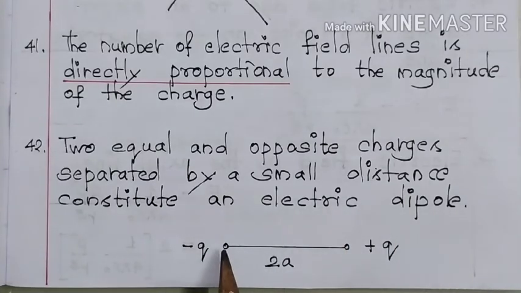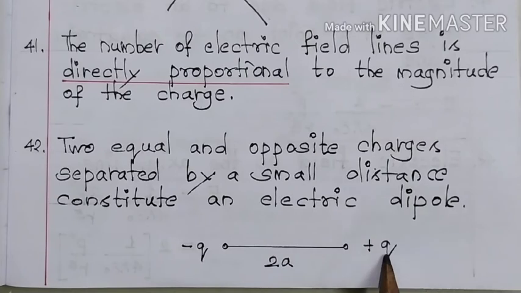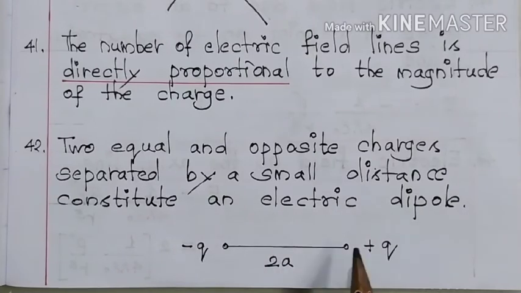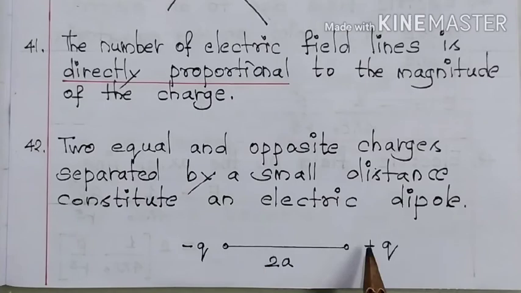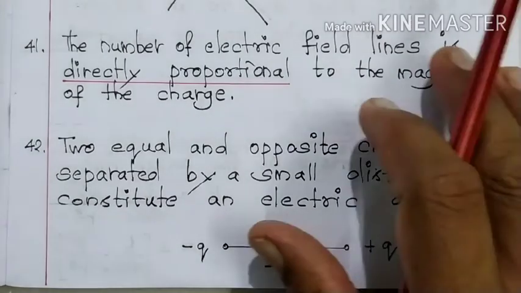Here, have a closer look at this diagram. This is a point charge. Here, this is another point charge. Both are equal in magnitude, but opposite in nature in respect of their charges. It is minus, but it is plus. They are separated by a small distance, which is nothing but 2a. So this setup or this structure is known as an electric dipole. Let us continue with our studies.